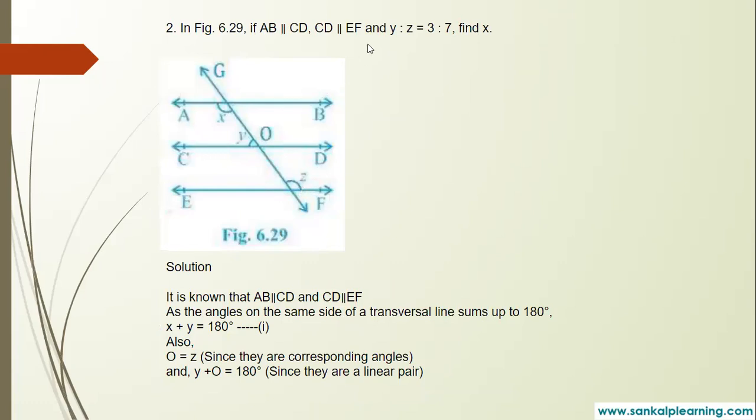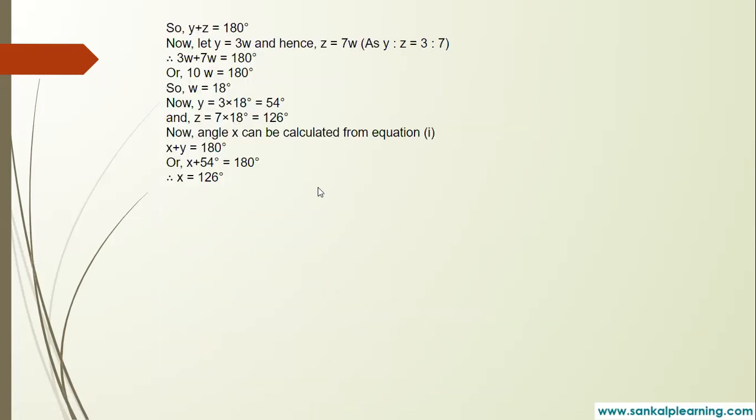Here they have given y is to z is 3 is to 7. Okay, we took x is equal to z, and x plus y is equal to 180 degree, we know that. So instead of x we put z, z plus y is equal to 180. Z and y ratio is given, so we use that and solve.